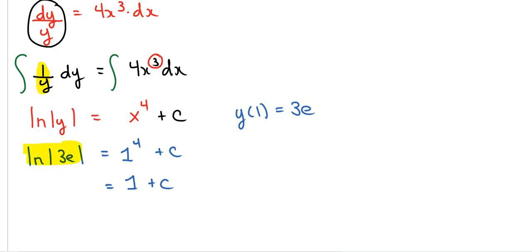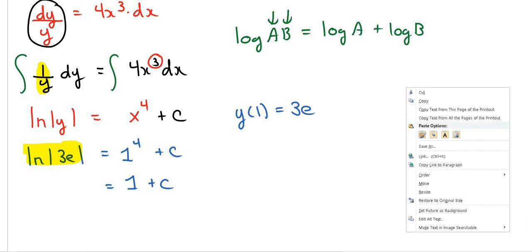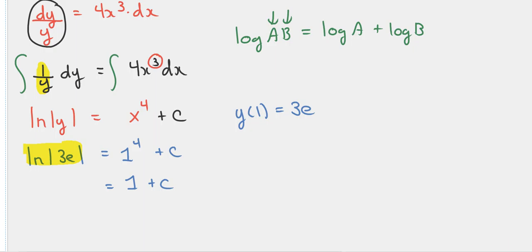Now, you might have to go back to some of your log properties. I know that the log of AB, where a and b can be constants or variables, is the same thing as log a plus log b. So let's go ahead and use log and ln. The rules are the same. So if I expand this guy right here, this is going to be ln 3 plus ln e.